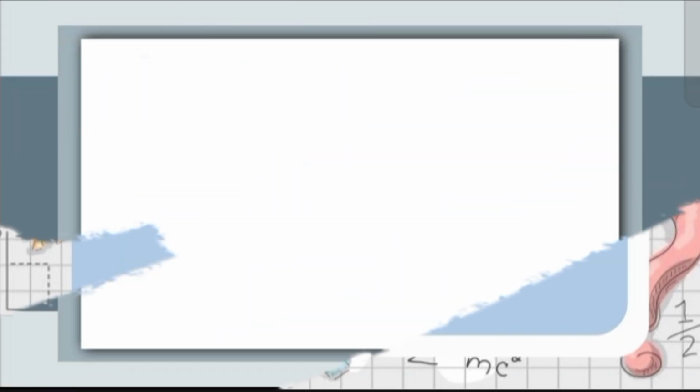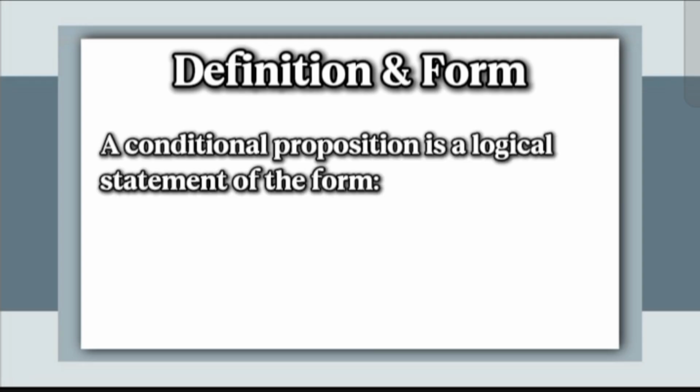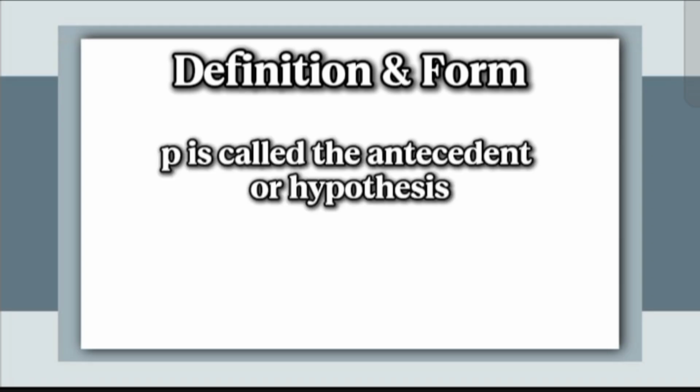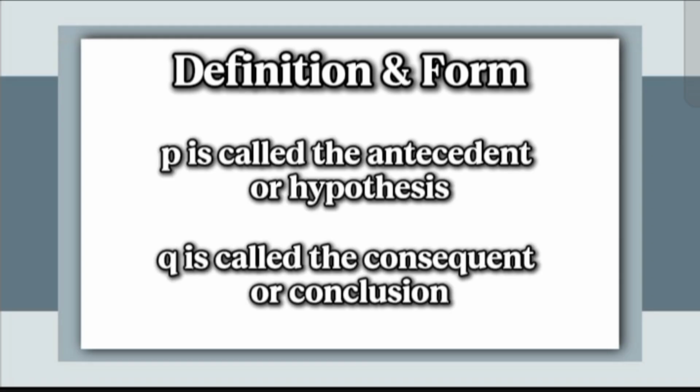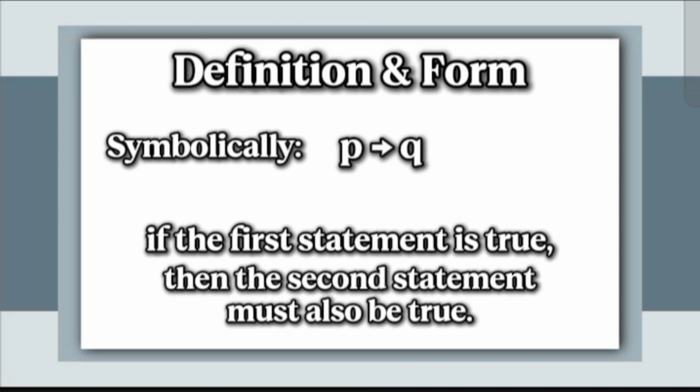Let's begin. First, let's talk about the definition and form of a conditional proposition. A conditional proposition is a logical statement of the form if P, then Q. P is called the antecedent or hypothesis, while Q is called the consequent or conclusion. Symbolically, we write this as P then Q. This means if the first statement is true, then the second statement must also be true.